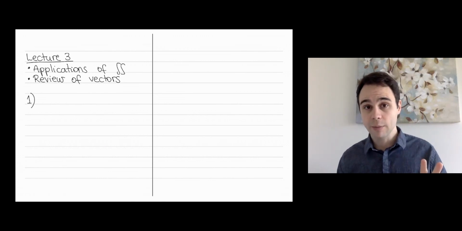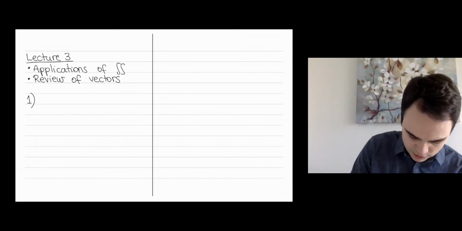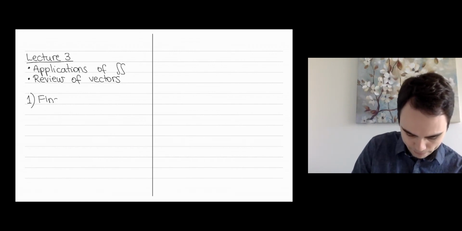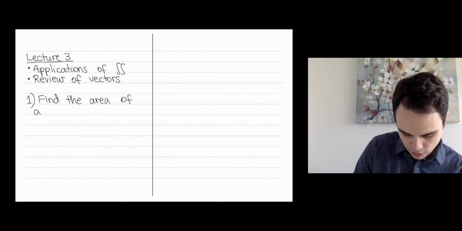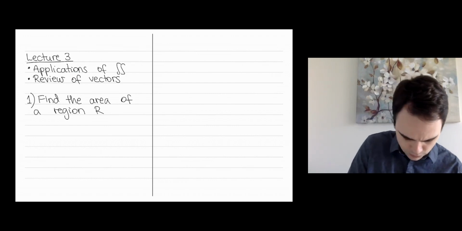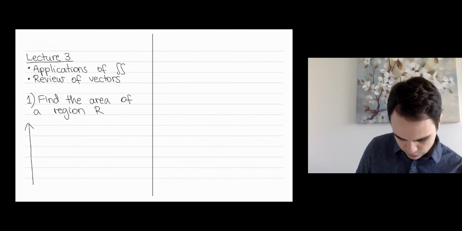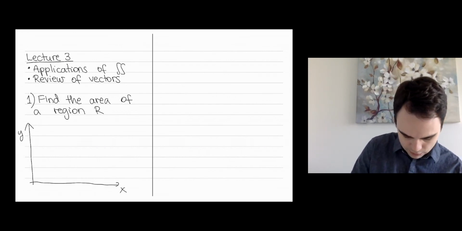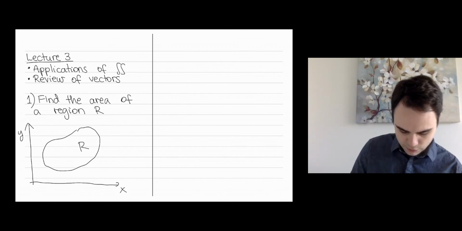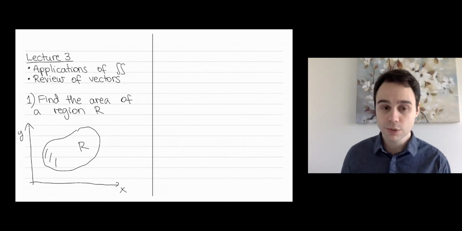We'll talk about 5 applications. The first one is that we can use double integrals to find the area of a region R of the plane. So find the area of a region R of the xy plane. So let me draw the region so we can all picture it. So maybe this is here R, this is the region whose area we wish to compute.